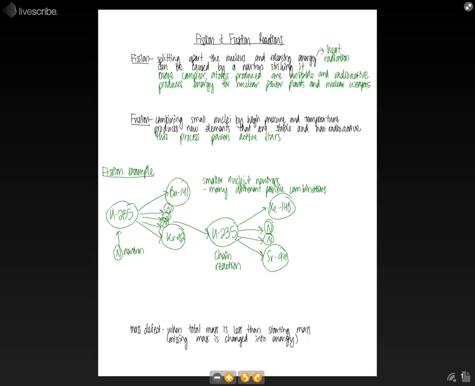And if you had an instance where the products were less in their total mass than your starting mass, that would be called a mass defect, which is noted at the bottom. And the missing mass in the mass defect is changed into energy. And so this is how fission and fusion reactions are different.